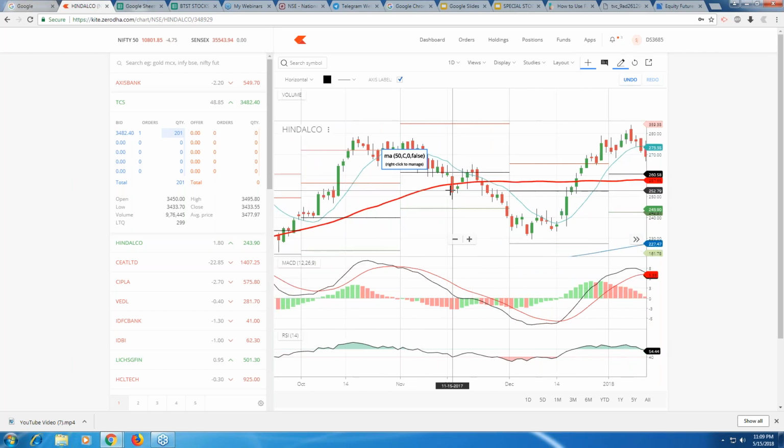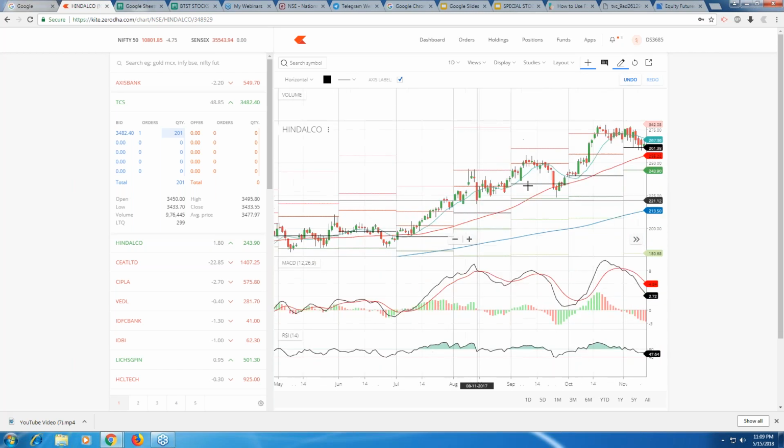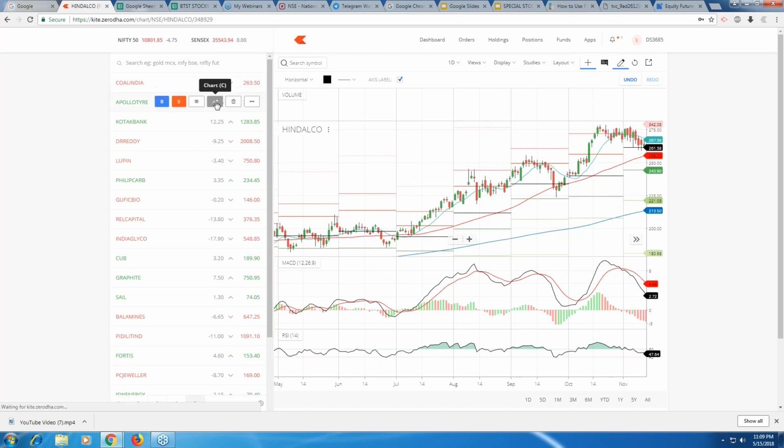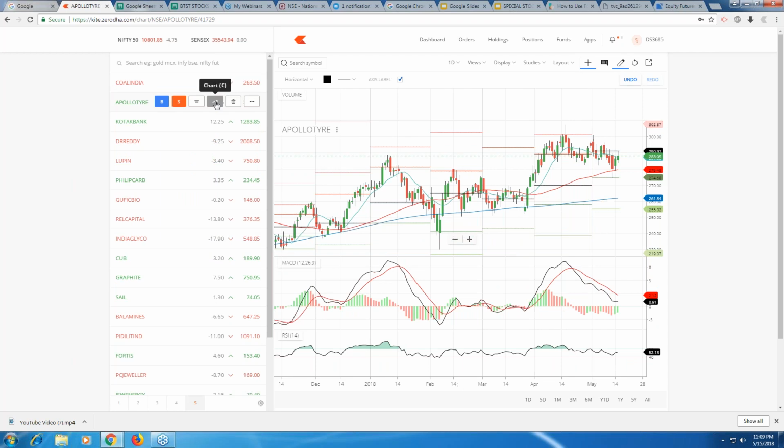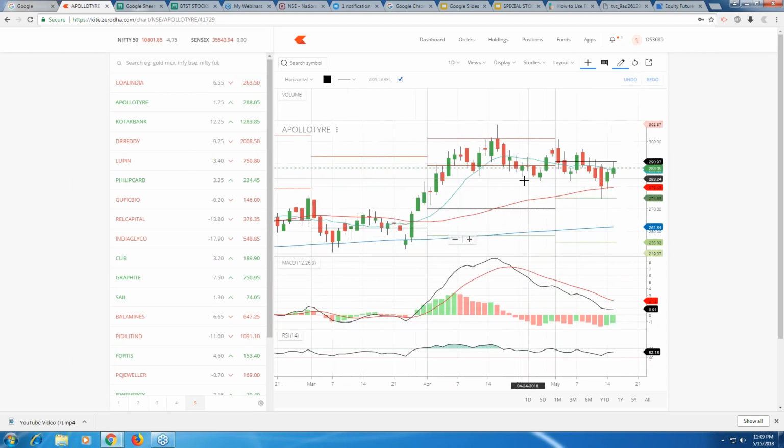Okay, so you have the target, you have the stop loss. I have shown you the Apollo Tyres trade as well. The Apollo Tyres trade also happened, although at the same time. See the beautiful trade here. This happened recently.